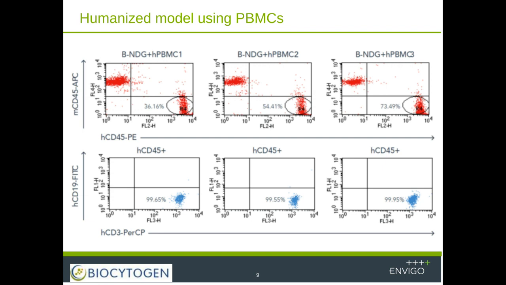And as you can see here, the frequency of human CD45 positive cells ranged from 36% up to 73%. Taking a closer look at this human CD45 positive cell population in particular, and then gating utilizing CD19 and CD3, so B cell and T cell markers, you can see that essentially all of these human CD45 positive cells are also positive for CD3.